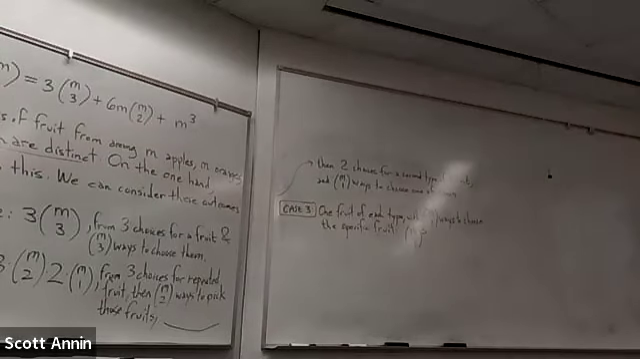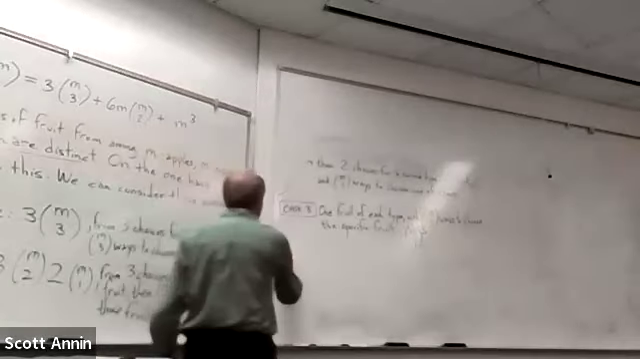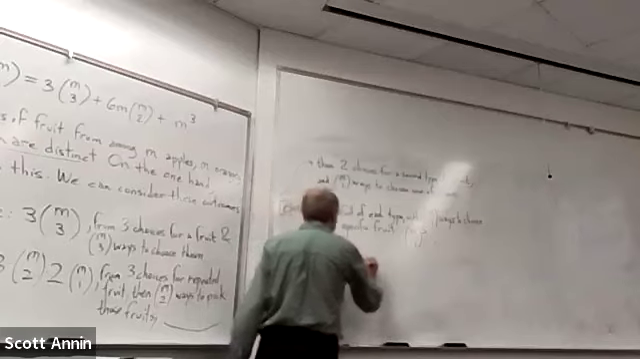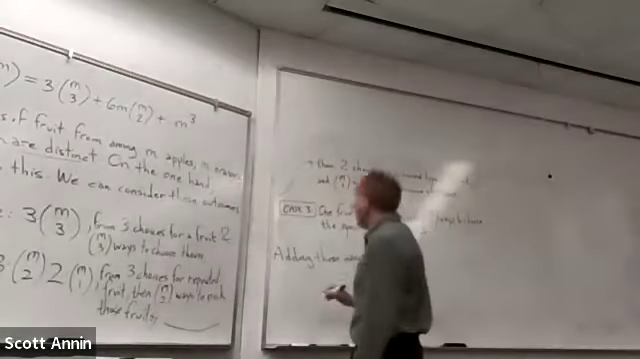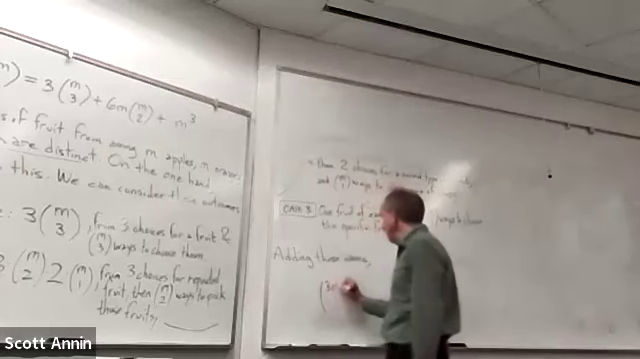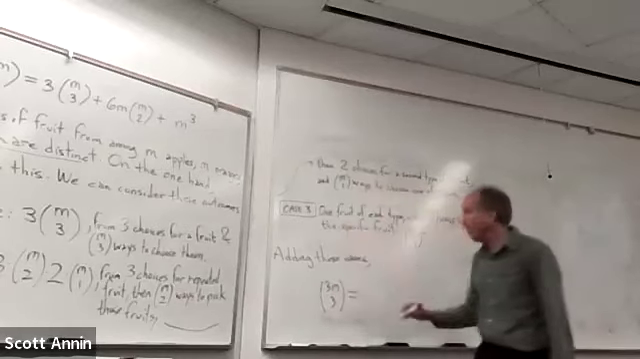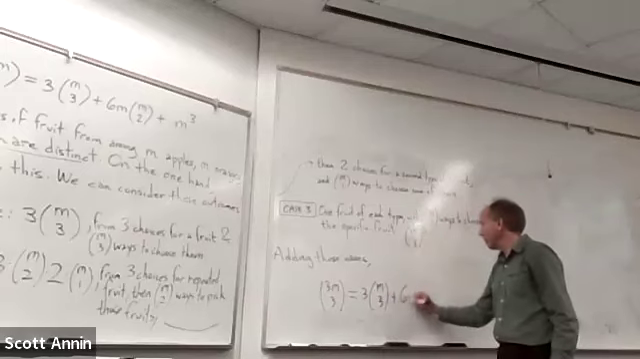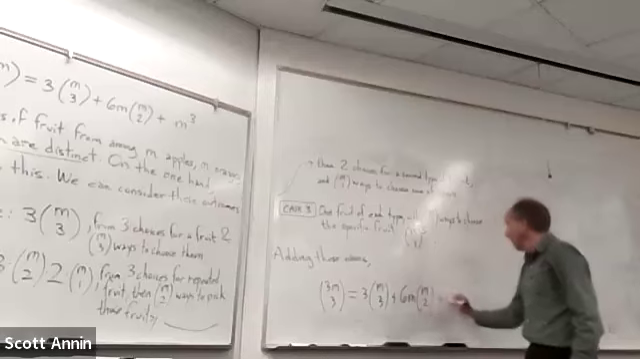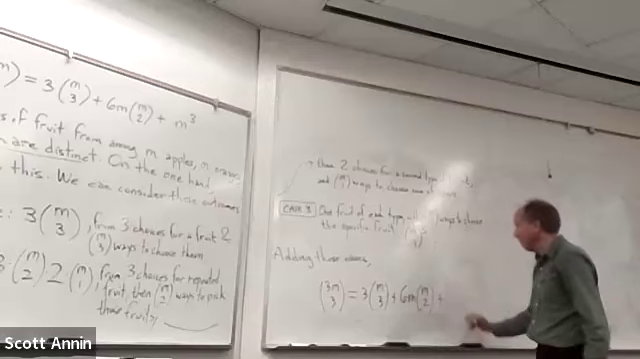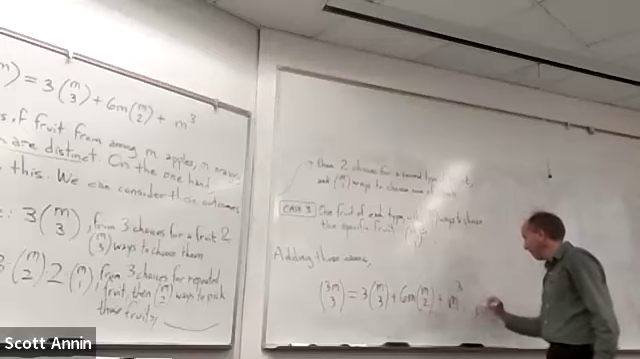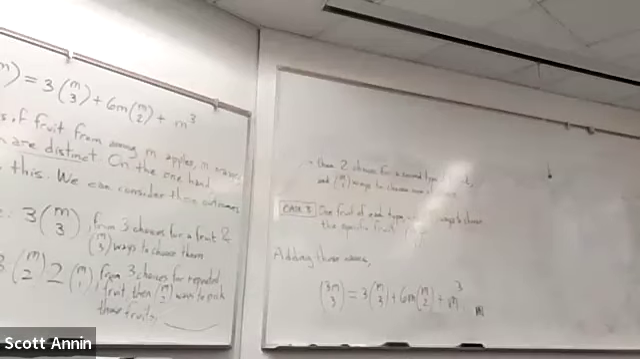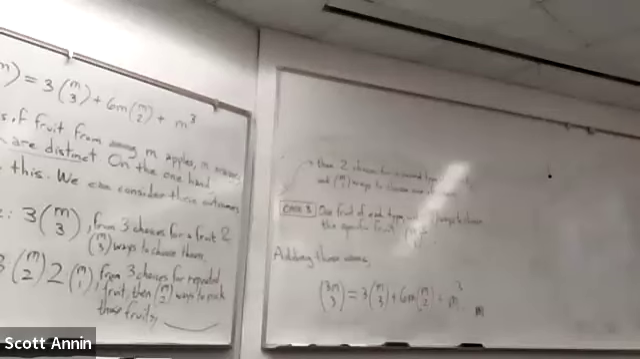Okay, and so now again, we kind of get our rubber stamp together. We're going to add the cases. What we have then is that 3M choose 3 is equal to, the first case was 3 times M choose 3. The second case, I'm going to simplify that answer now. It's just 6M times M choose 2. And then the third case is just M cubed. And so we're done with that proof. That kind of finishes that one off. Does that make sense?